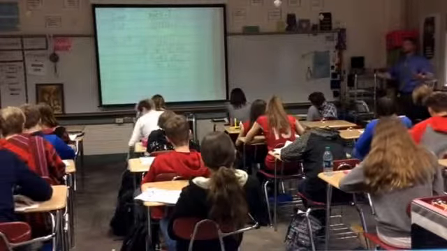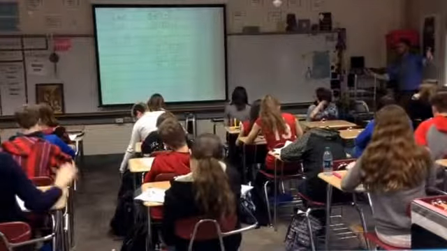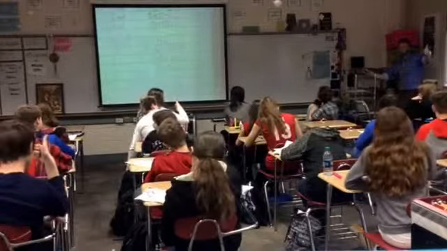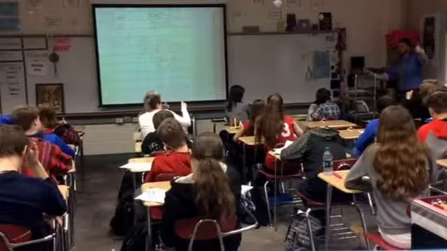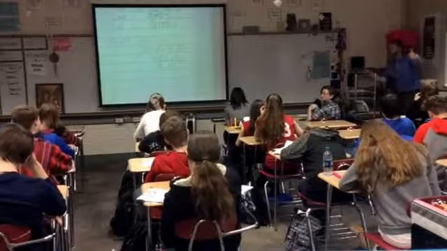So, using FOIL with radicals, does it make sense? Thumbs up if we're good. Thumb sideways. We're good. Do we need to do one more example? We can do one more example.